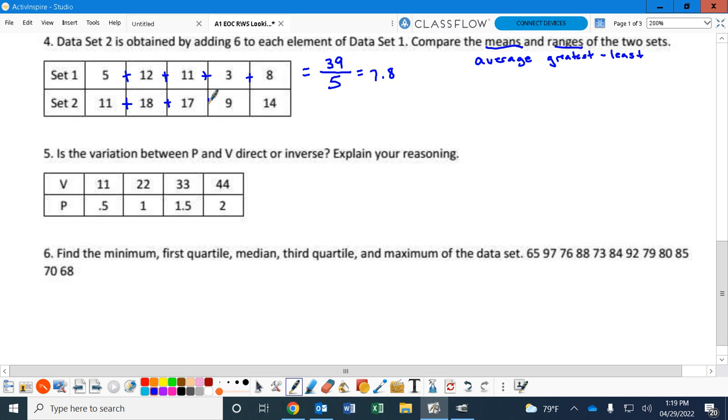Alright, let's do it again on the bottom. We're going to add all these up. We're going to get a fraction. We're going to divide by 5 again. This is how you find the average. You add up, divide by however many things you added up.